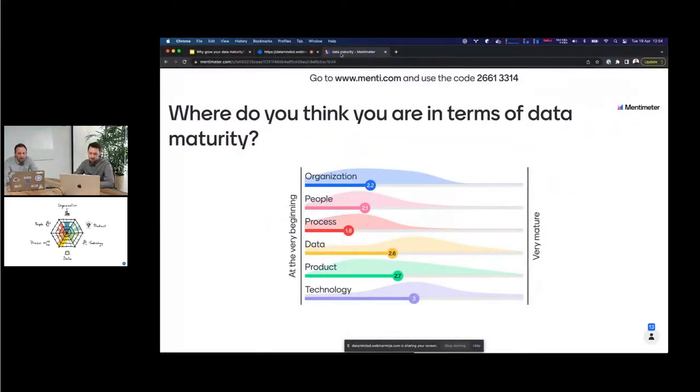So what do we see? People are very modest. I think there's a lot of Belgian people in the audience. They're always very modest. Like, no, we're not so good. But you see already one trend which I want to pick up on. From all the dimensions, technology is the one where the most people assess themselves as being the furthest.